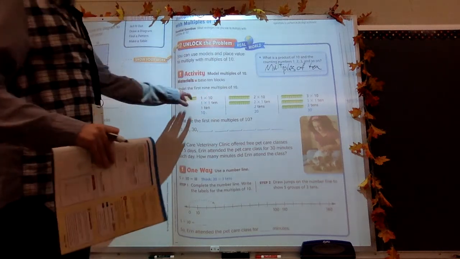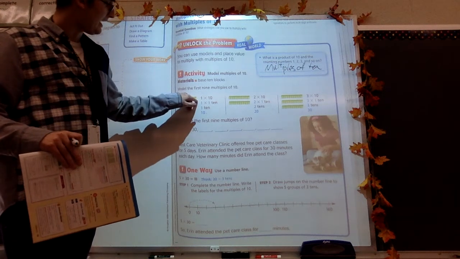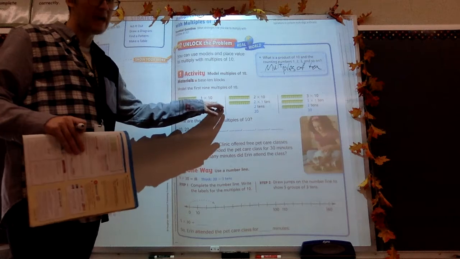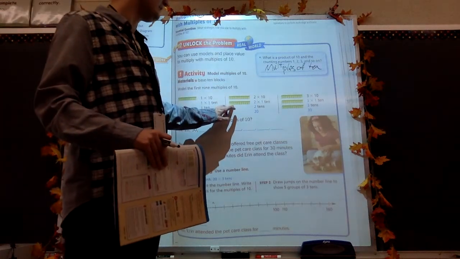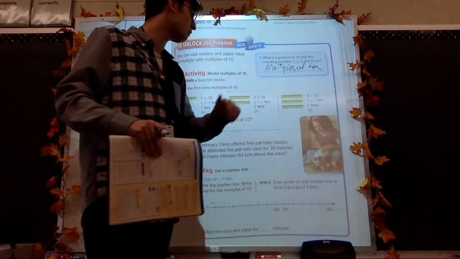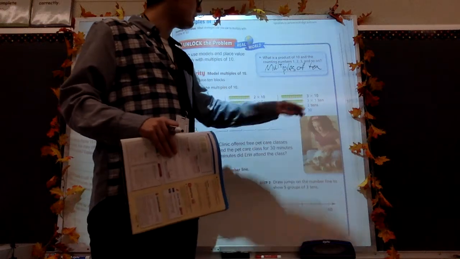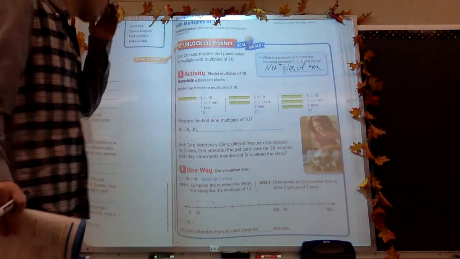And they show that by using these blocks here. So one row of 10 would just be 1 times 10, or 1 times 1 ten, which would equal 10. If we had 2 rows of 10, it'd be 2 times 1 ten, or 2 times 10, which would be 20. And then finally, if we had 3 rows, it'd be 3 times 10, or 3 times 1 ten, which makes 3 tens, which is 30.